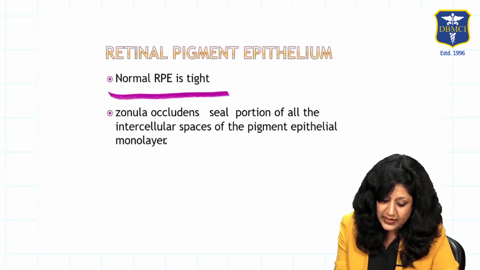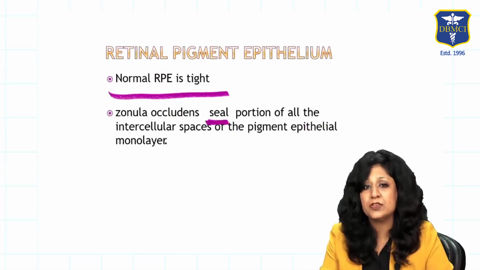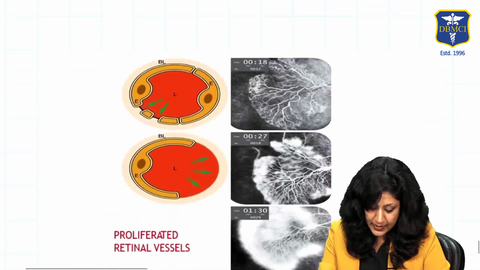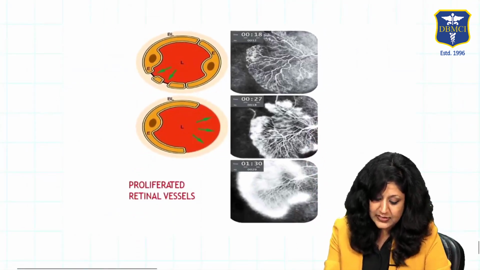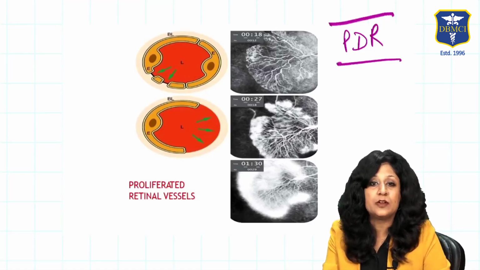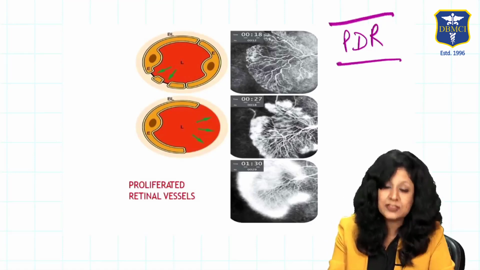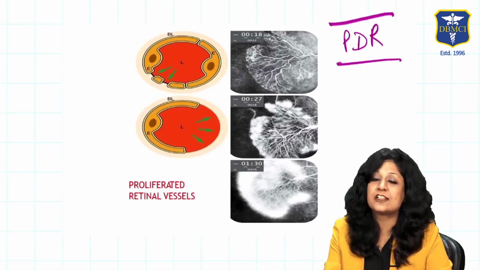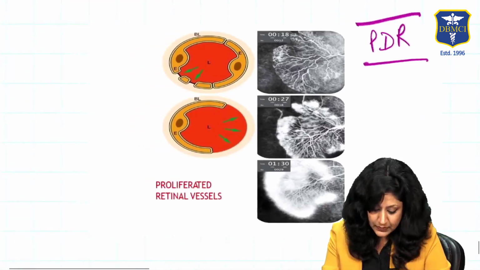Normally RPE is very tight and they will seal all the spaces which are present in the pigment mononuclear layer. But if you see the proliferated, as I told you in the PDR, when you see in the proliferative diabetic retinopathy, can you see a lot of white areas because there is leaking from these vessels due to the inflammation.